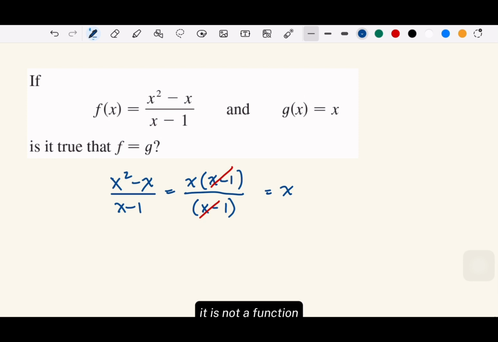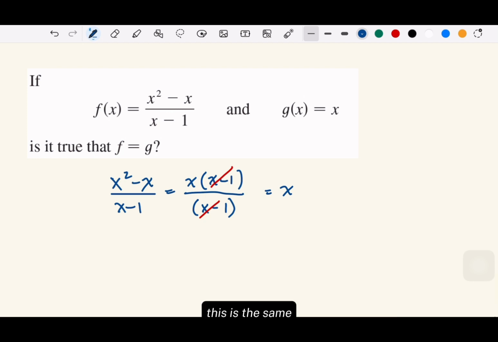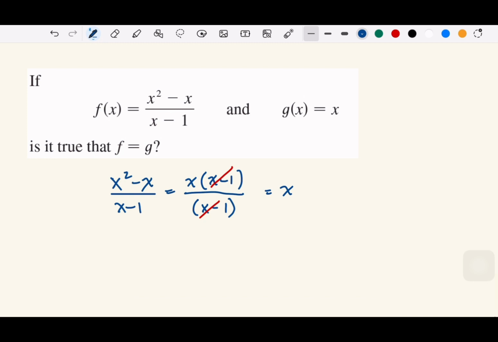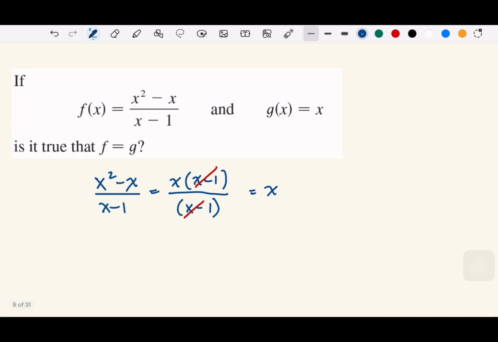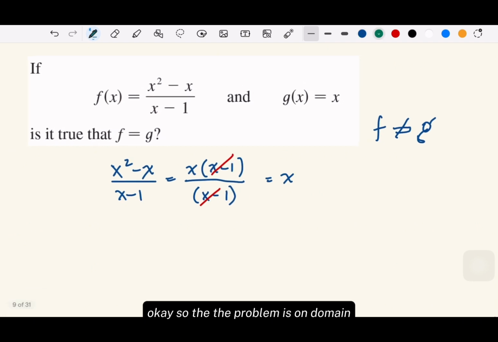Okay. If it is just a normal equation without the definition of function, this is the same. But we are talking about function. In function, f is not equal to g. Okay? Do you know why? The explanation goes back to domain. So the problem is on domain.